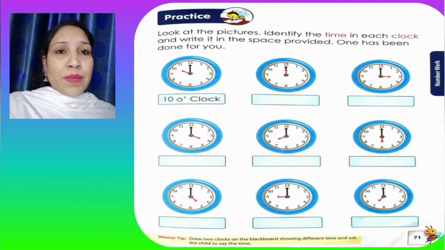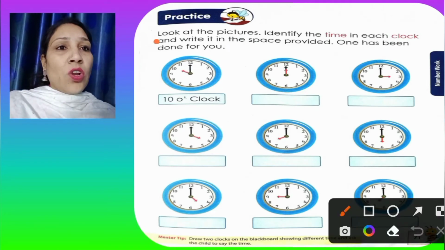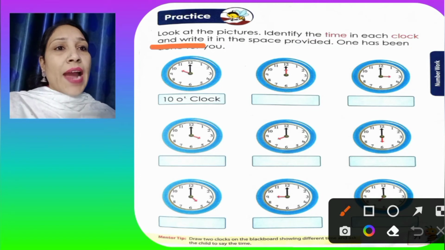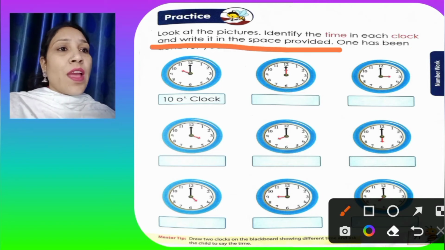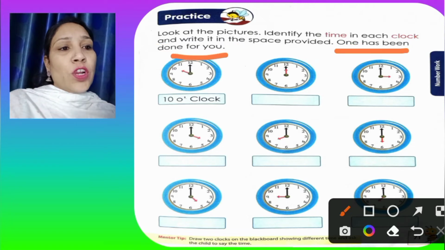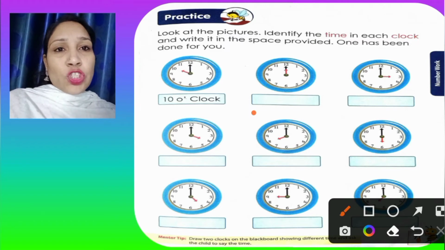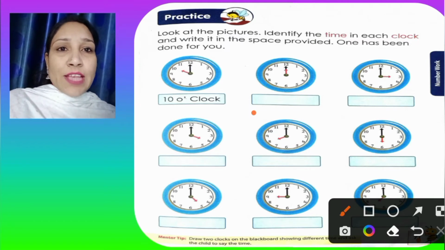Students, this is page number 71. Read the heading. Look at the picture. Identify the time in each clock and write it in the space provided. One has been done for you. Now space is provided here to write the time the clock is showing. Okay. So the first has been done for us.